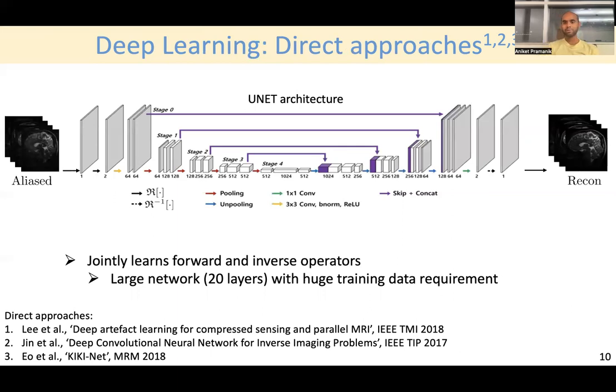Recently, deep learning approaches were introduced, which can be broadly categorized into direct approaches and model-based approaches. Direct approaches use a huge CNN with a lot of training parameters to map directly the undersampled image to a fully sampled one, and it requires a huge number of training samples, which are very difficult to get in many applications.